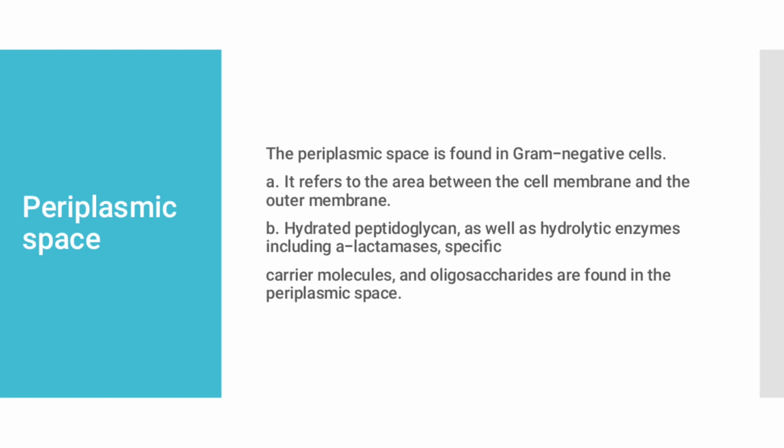Periplasmic space. This is found in the gram-negative bacteria. It refers to the area between the cell membrane and the outer membrane. It contains hydrated peptidoglycan, as well as hydrolytic enzymes, including the beta-lactamases, which are specific carrier molecules, and the oligosaccharides. These are found in the periplasmic space.